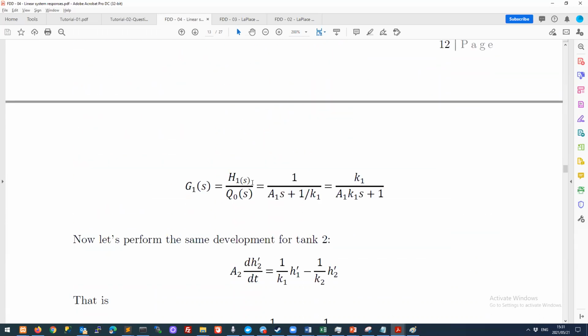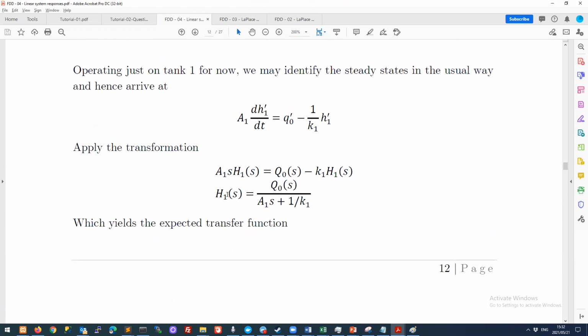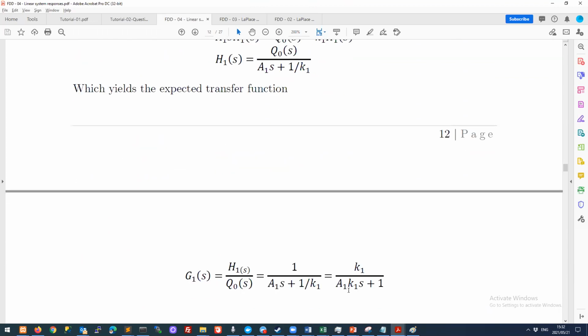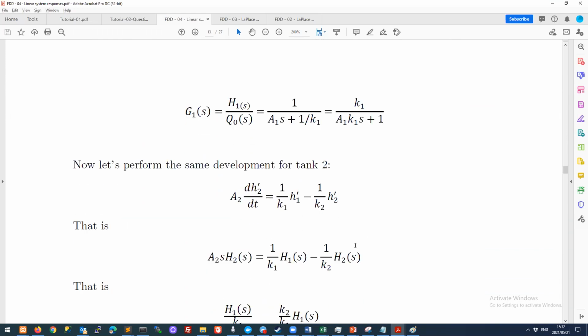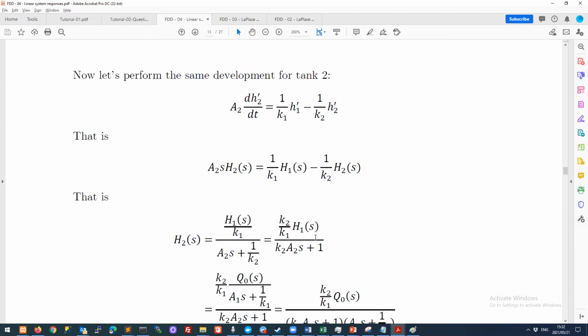Right, and in fact, that's what we say here. So g for the first tank is h1 over q naught, right? h1 over q naught is the stuff here. So that's what we've got. So that's the first tank. Then for tank 2, we can do the same thing. So you write your mass balance, convert it to Laplace, right? And by the way, that's the deviation version of the mass balance.